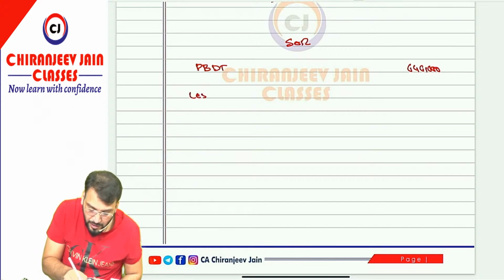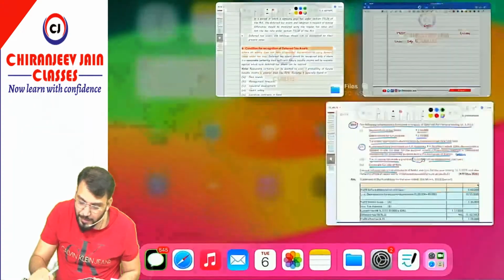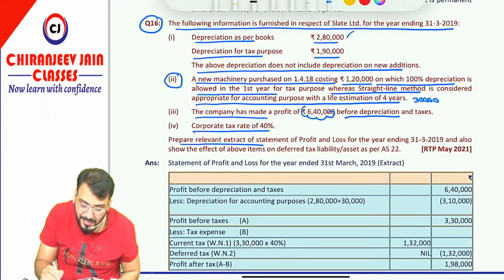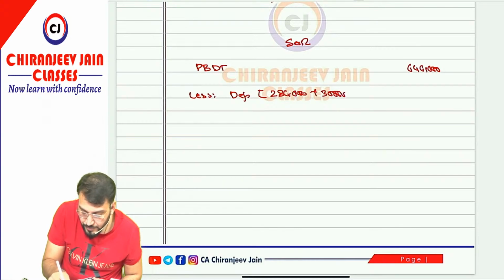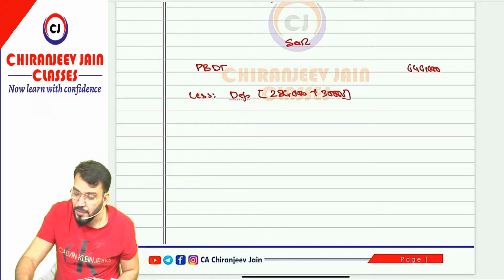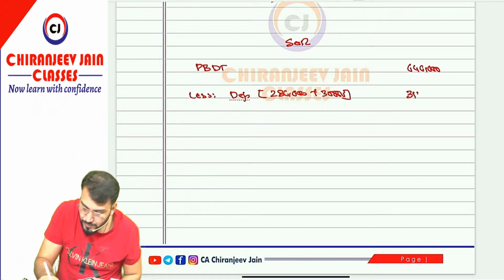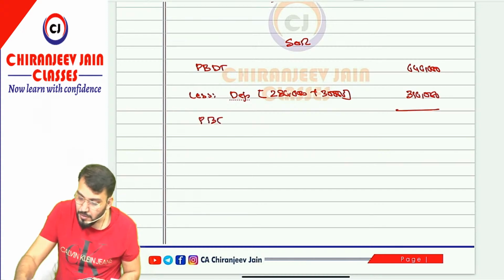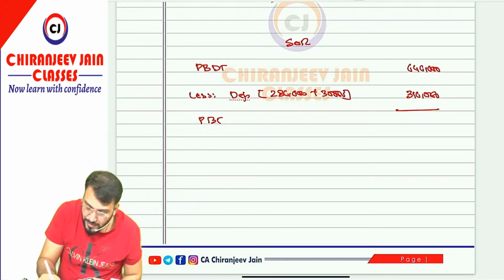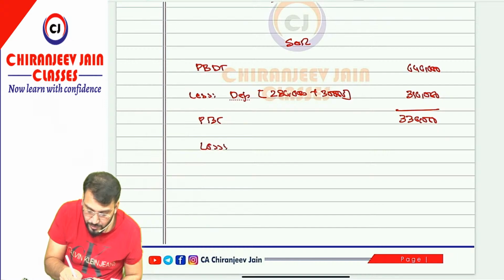Can I say from this we'll deduct depreciation? So depreciation as per books already they have given on old asset 2,80,000 and new asset 30,000. 2,80,000 plus 30,000, how much? 3,10,000. So what is the profit before tax? 6,40,000 minus 3,10,000 is equal to 3,30,000. From this we'll deduct tax expense.